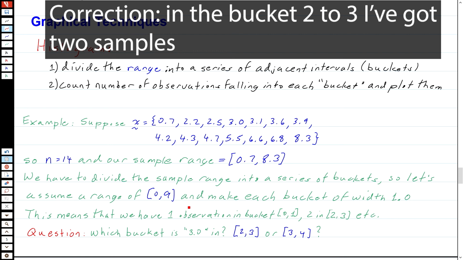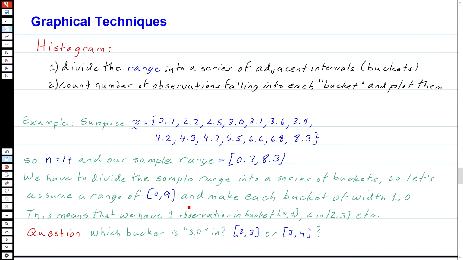Now, we're going to run into trouble when we talk about the bucket from 2 to 3 and 3 to 4, because there's a 3.0 in our observations, and so we have to decide, is it going to fall in the 2 to 3 bucket or in the 3 to 4 bucket? We can't put it in both buckets because then we're double counting.